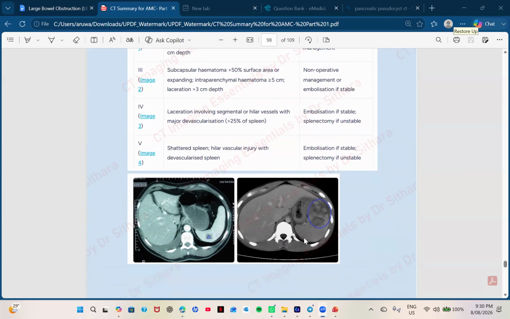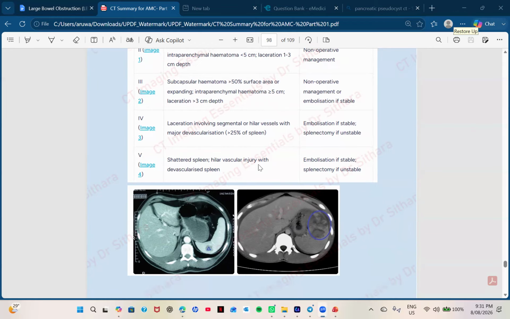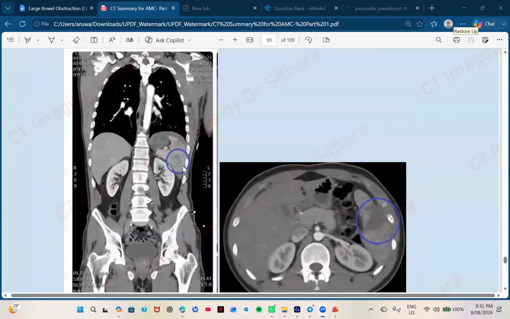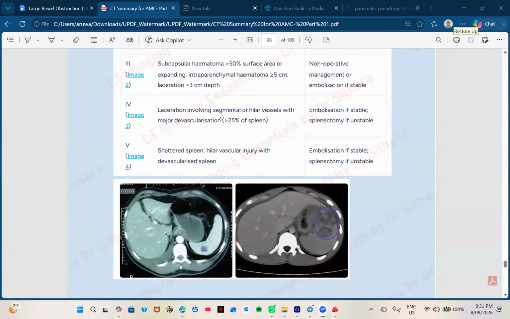If it is image number 2, this one, subcapsular hematoma more than 50%. Can you see it's around more than 50% surface area, and intraparenchymal hematoma more than 5 centimeter and laceration more than 3 centimeter depth. Non-operative management or embolization if stable. So number 4, this one. It's not very good, right? Okay, laceration involves a segmental or hilar vessel with major devascularization. In that case, embolization if stable.